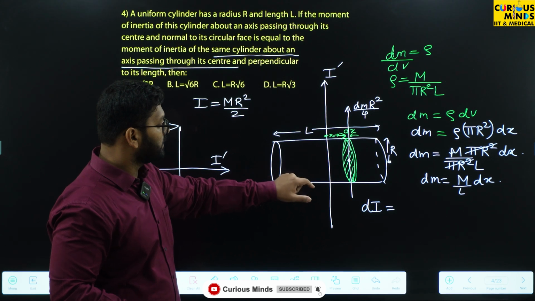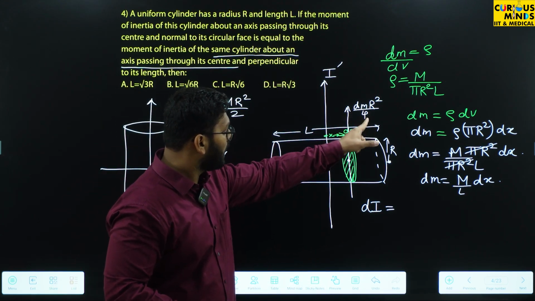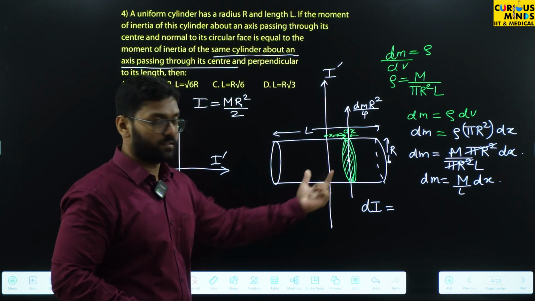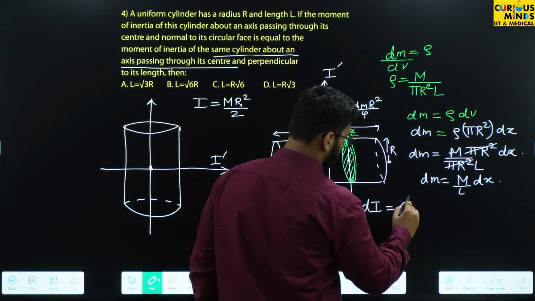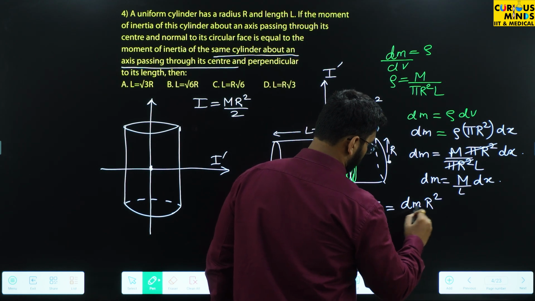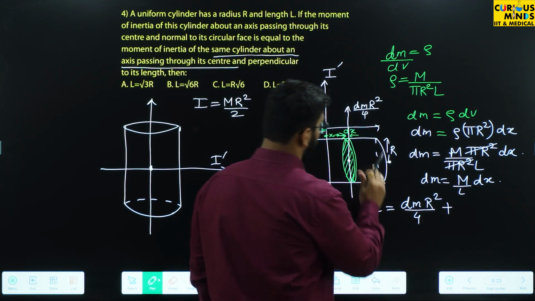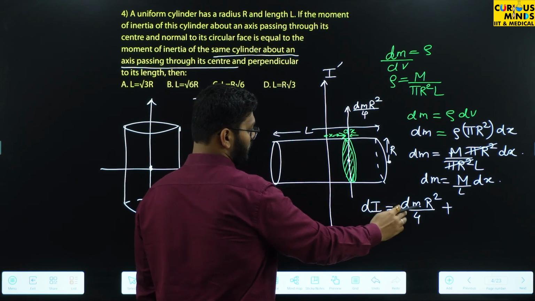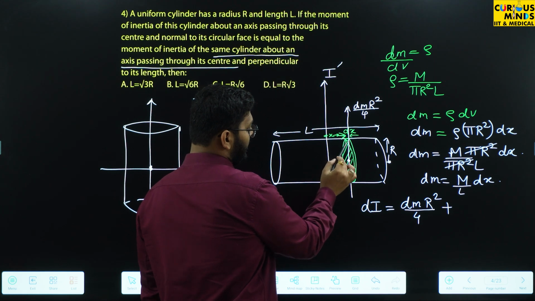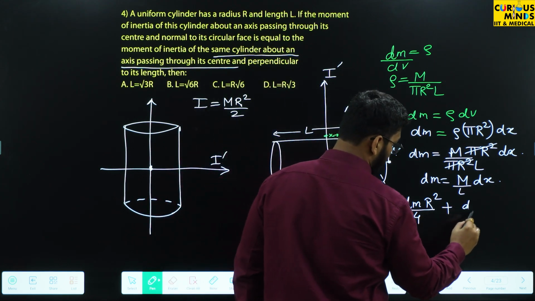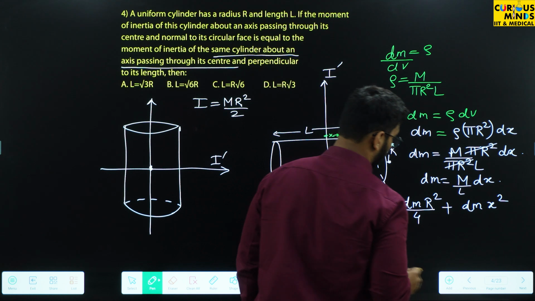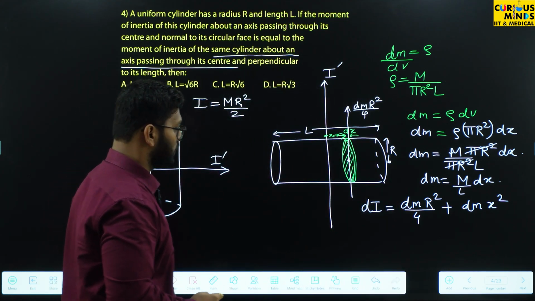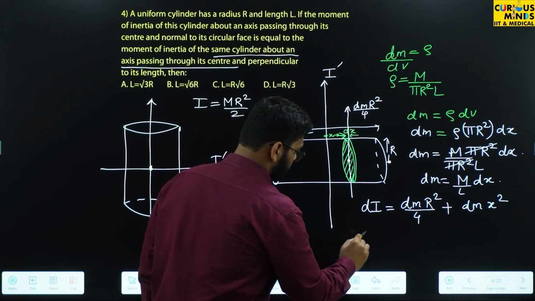Now if we use parallel axis theorem, then I can say this is dm r square by 4 plus dm into x square, right? So dI is equal to dm r square by 4, this about this axis is the moment of inertia, plus dm into x square. This is the moment of inertia. So now let's integrate this. What will happen if we integrate?